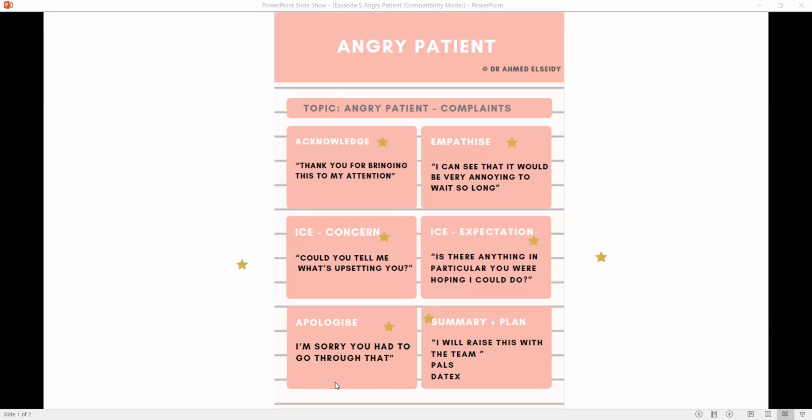I'm so sorry you had to go through that, and for us to help you with that, I would raise that with the team so we can get an answer for you, or we can arrange for you another appointment as soon as we can, or maybe we can book you in to see the consultant in the clinic. So see what can be offered here. You can as well write an incident form if you need to. If there is a medical error, or if he would like to complain, you can guide him how to do that. This is how to deal with any angry patient.